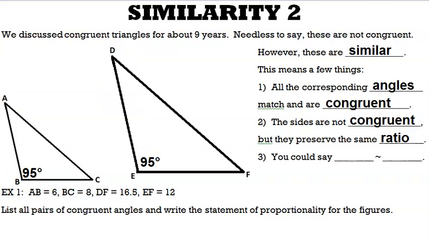Now, the way we discuss this, we can go back to our old symbols. We could say triangle ABC. It is not congruent, like we said, but these triangles are similar. So you could say triangle ABC is similar to triangle DEF.